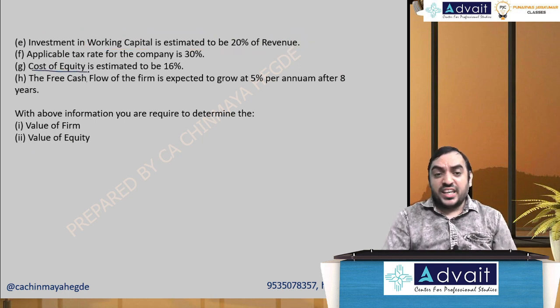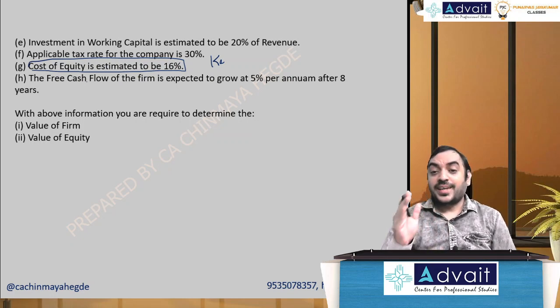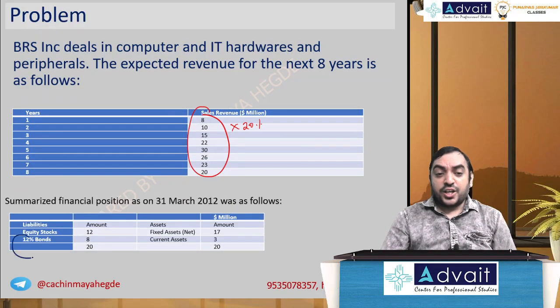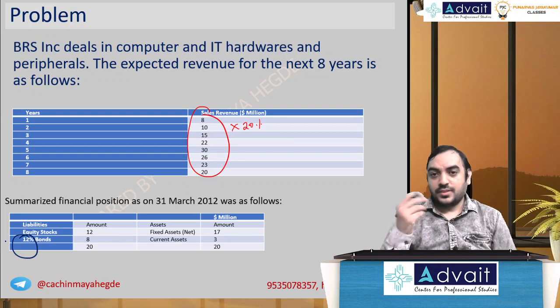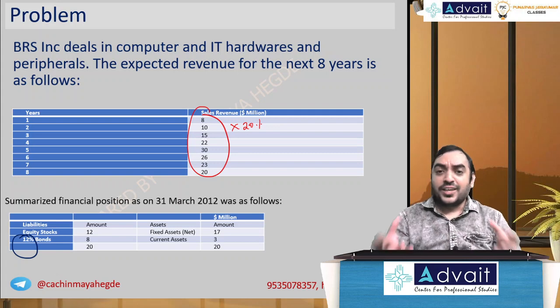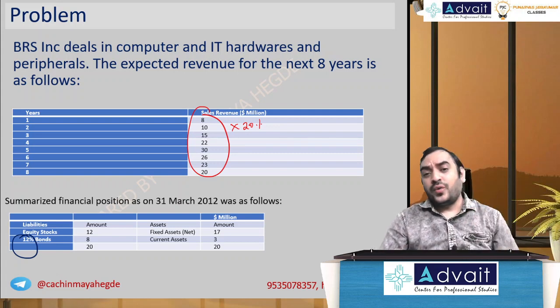They have given cost of equity to be estimated as 16%. Cost of equity is KE. But for valuation of the firm, we require KO, that is overall cost of capital or WACC. Cost of debt will be the rate of interest into 1 minus T. So 12% is the rate of interest, into 1 minus T, we get the cost of debt. So we have cost of equity, we have cost of debt. If I take a mix of both, I'll get KO, the weighted average.